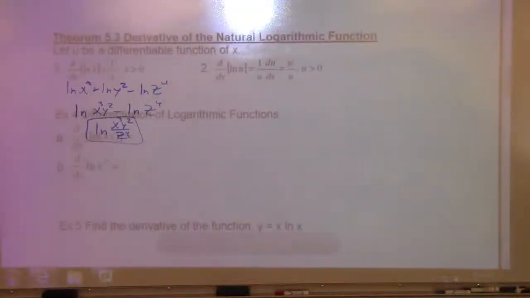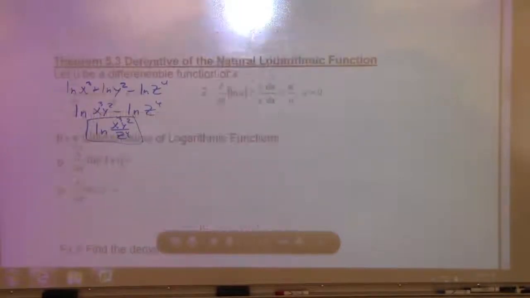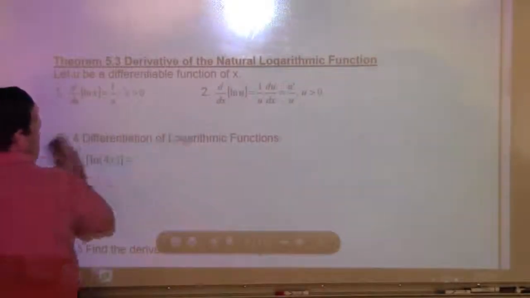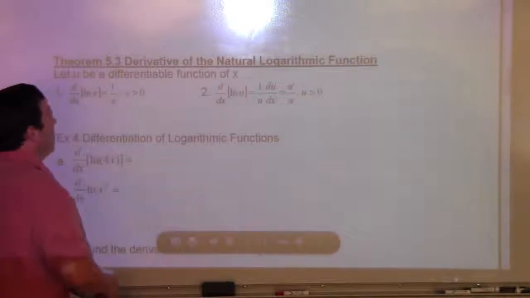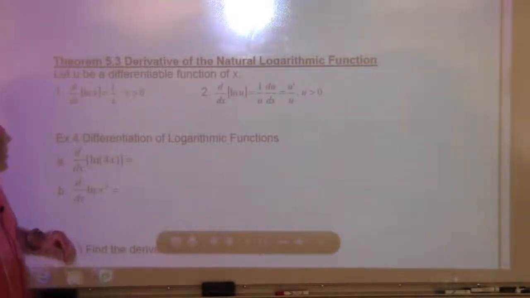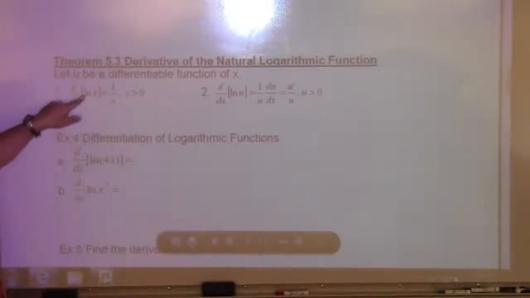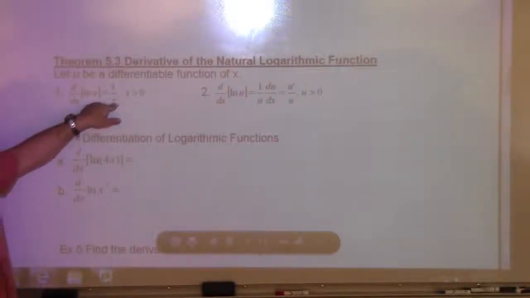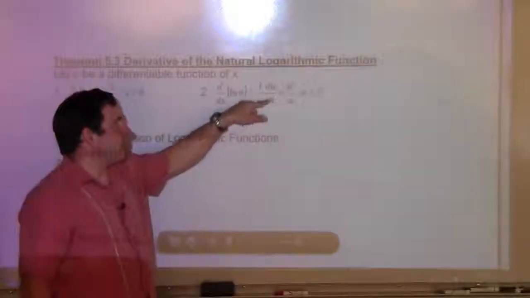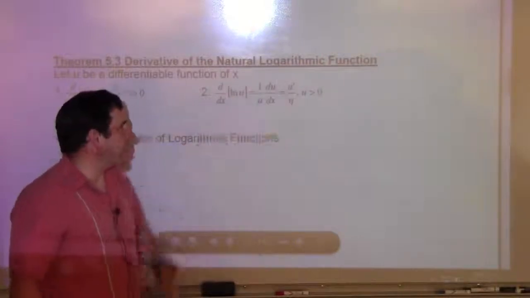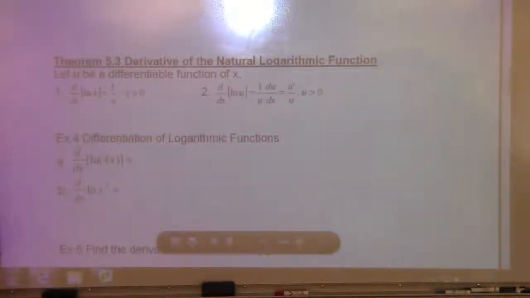Okay, going on to page 3 here. Theorem 5.3, derivative of the natural logarithmic function. Let u be a differentiable function of x. d/dx of natural log of x is 1 over x. d/dx of natural log of u is 1 over u times du/dx, or u prime over u. So here du/dx is u prime. Now, differentiation of a logarithmic function.